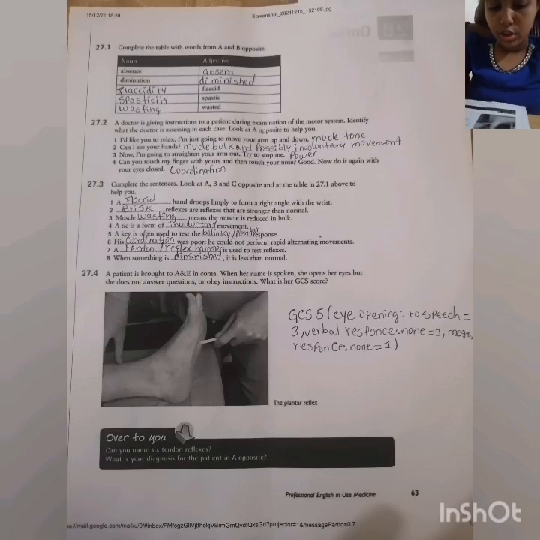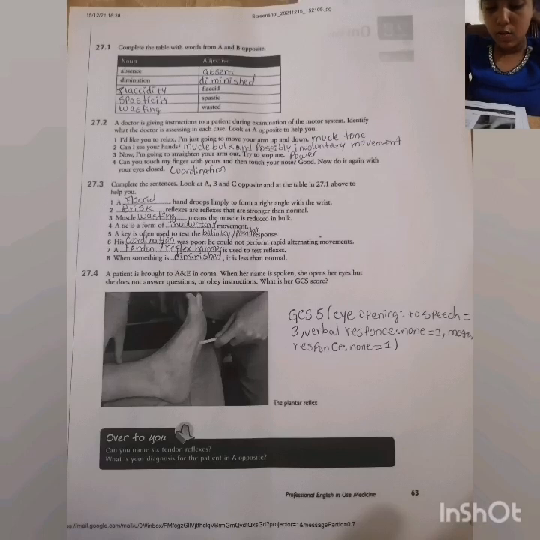27.3 Complete the sentence. Look at A, B, and C opposite and at the table in 25.1 above to help you. 1. A patient had dropped foot, limping to the right, with the toes dragging. True. Bridge. 2. Hyperreflexia means reflexes that are stronger than normal.